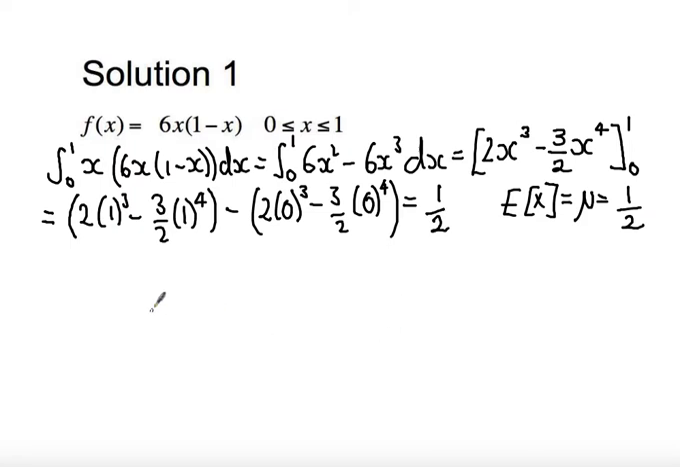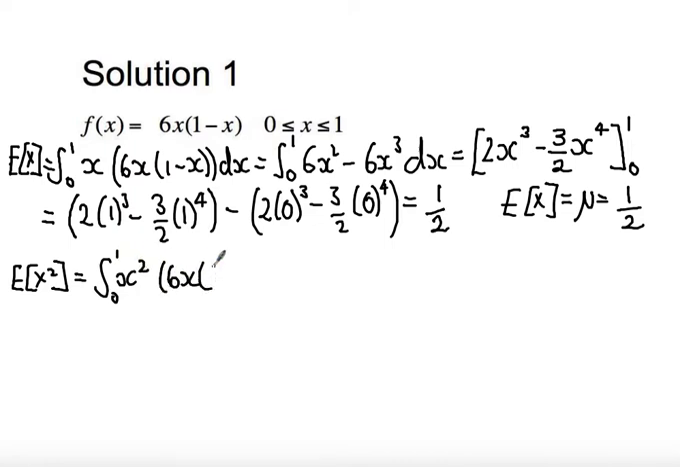Next we need to find the variance. To find the variance, I need to know the expectation of x squared. So let's make it clear in my working that this is the expectation of x squared. This is an identical process, except in the initial step I multiply the function by x squared rather than by x. This can be done simply by comparing to our last expression. Each of the powers of x is going to be 1 higher, so I'm going to have 6x to the power 3 minus 6x to the power 4 instead.